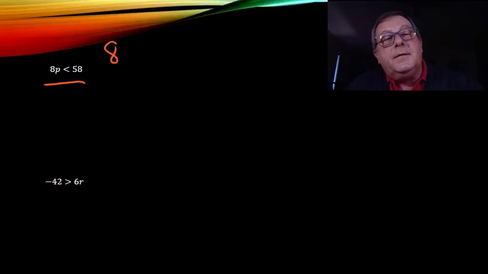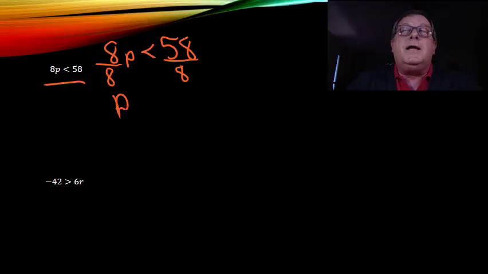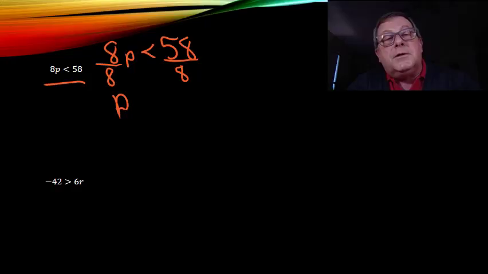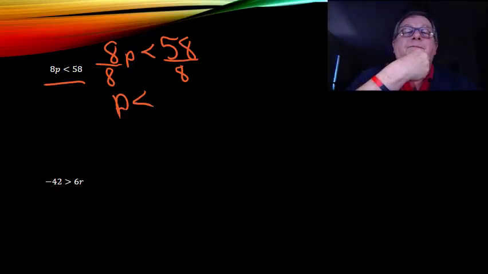Let's see, I've got 8p is less than 58. Okay, I'm going to divide both sides of the inequality by 8. So it's going to leave me with p. Now, is my inequality symbol going to stay the same, or do I have to flip it? Well, it's going to stay the same because I am dividing by a positive number. So I'm still going to be left with p is less than, and let's see, 58 over 8.